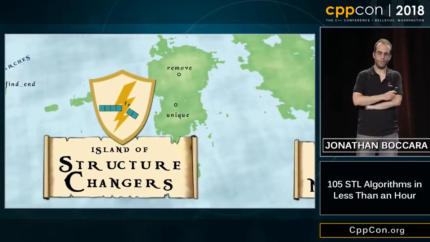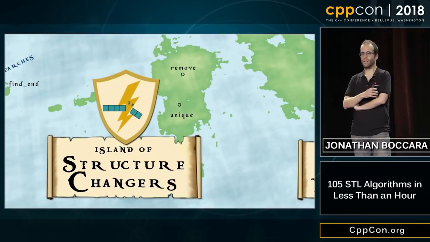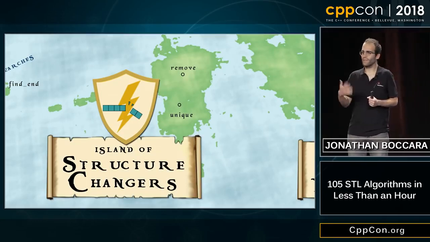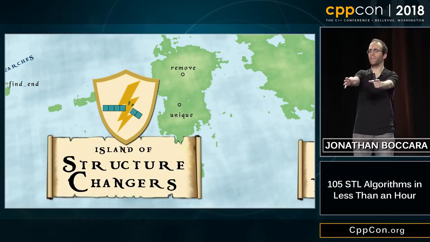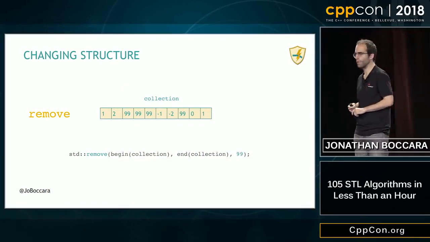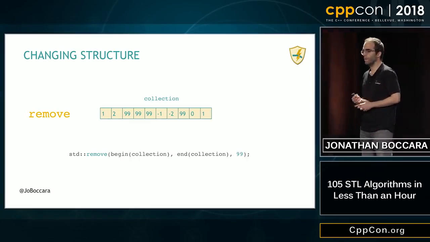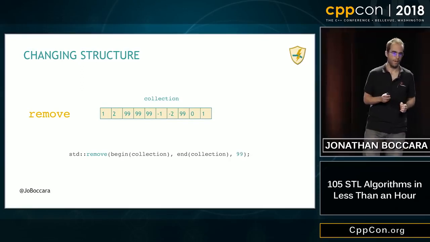Right, now jumping above the water, there's this island of the structured changes. What I call the structured changes is the algorithms that after they've done their job, the collection doesn't look the same, even from afar. So there are two of them, remove and unique. Remove is used to remove values, but it has something peculiar with it.